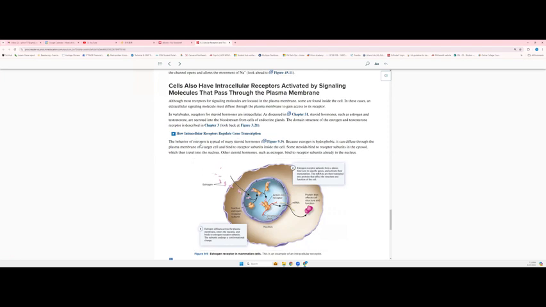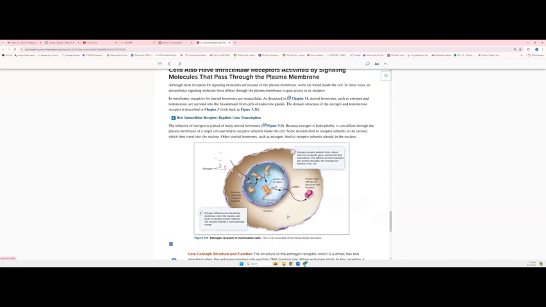So for example, some kinds of intracellular receptors can regulate gene transcription. Basically, those receptors control how genes are transcribed. Take estrogen as an example. This is a kind of steroid hormone.